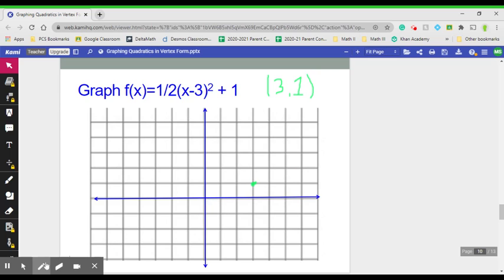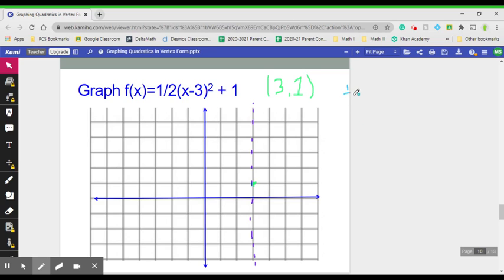And we can draw in our axis of symmetry right down through the middle of that vertex. So we got that dotted line already done. And we're going to use our points kind of to the left here. So we're going to put a 1 and a 2 in here.